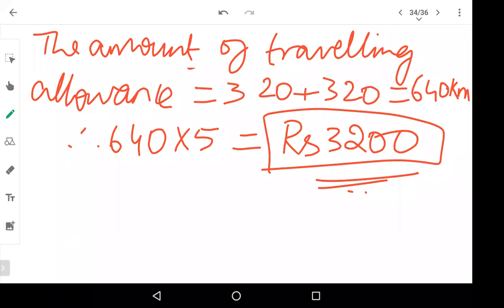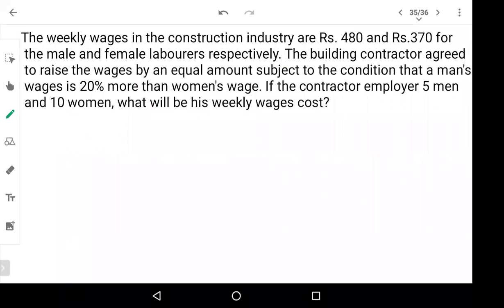Now shall we go for the next question? The next question is: the weekly wages in a construction industry are 480.